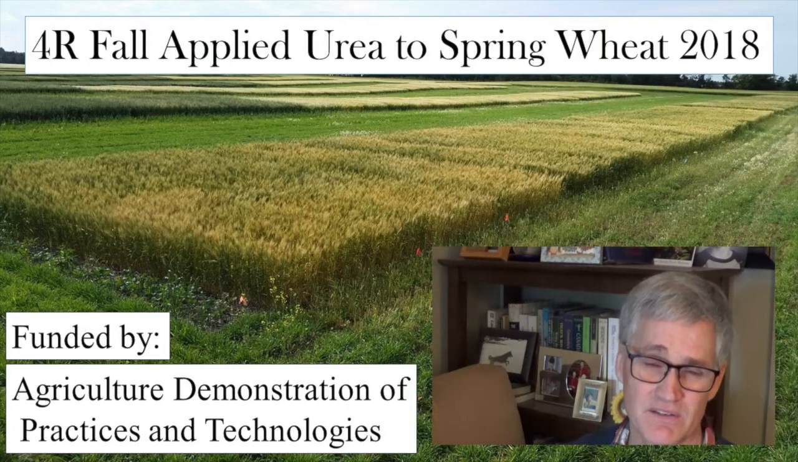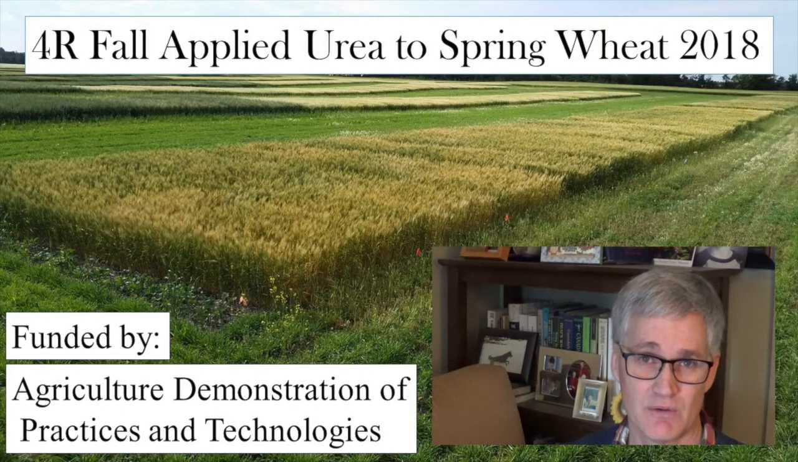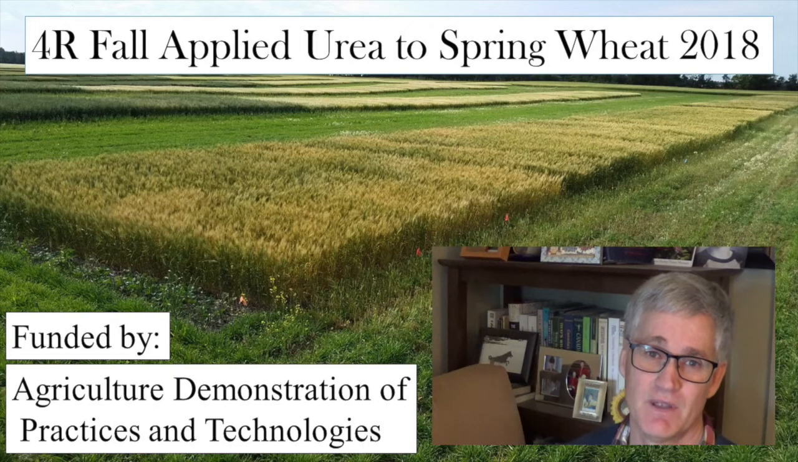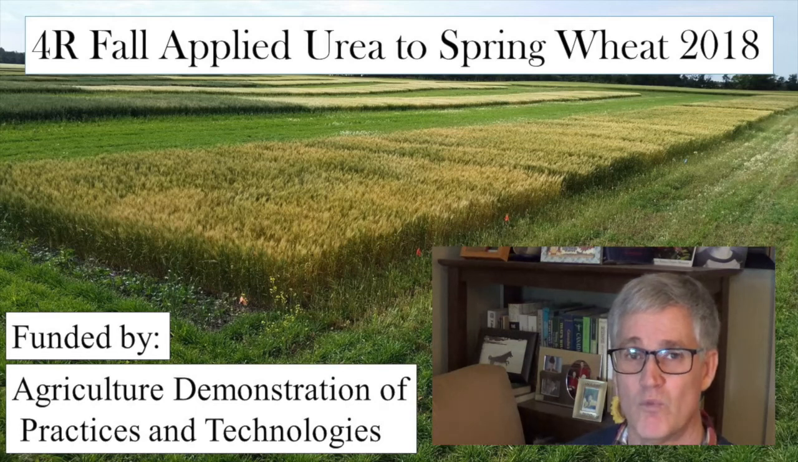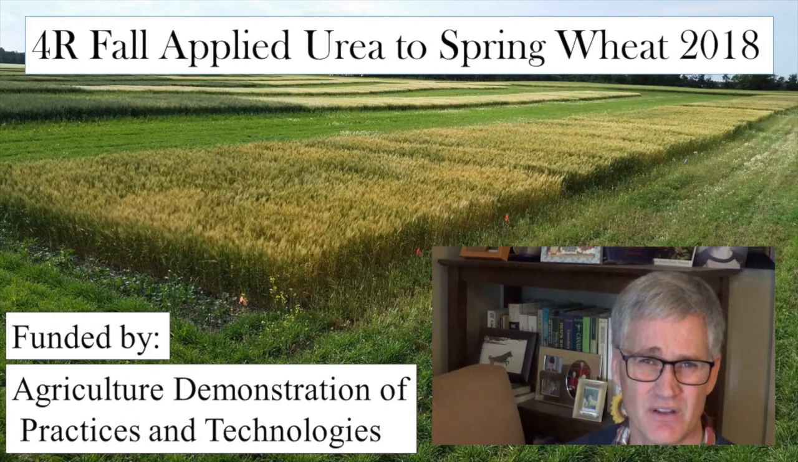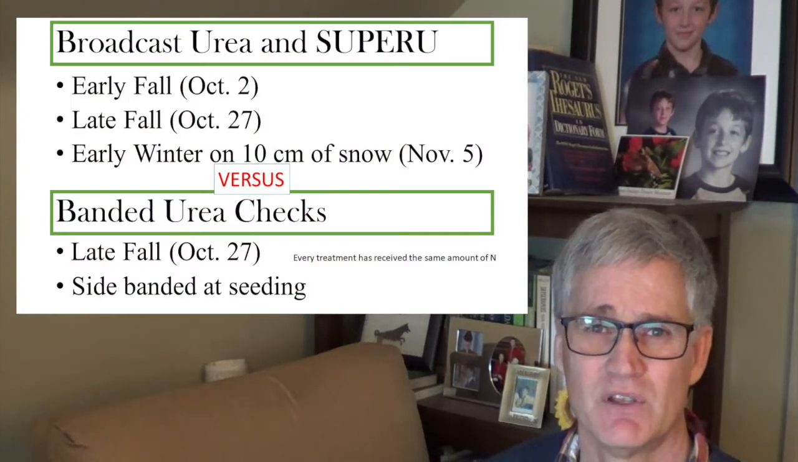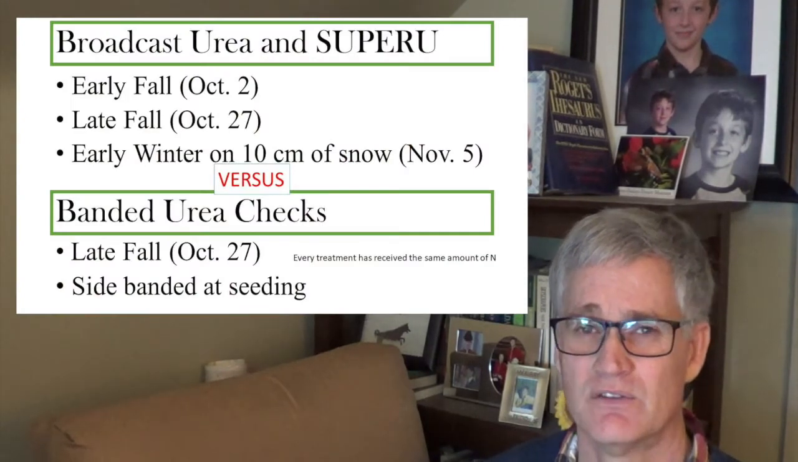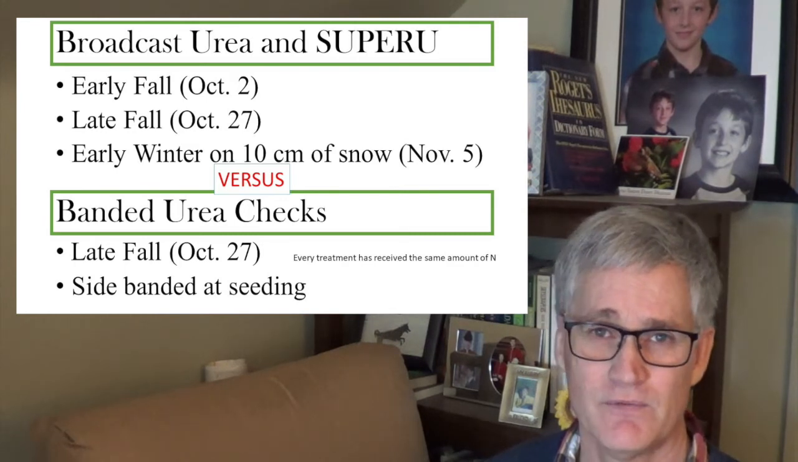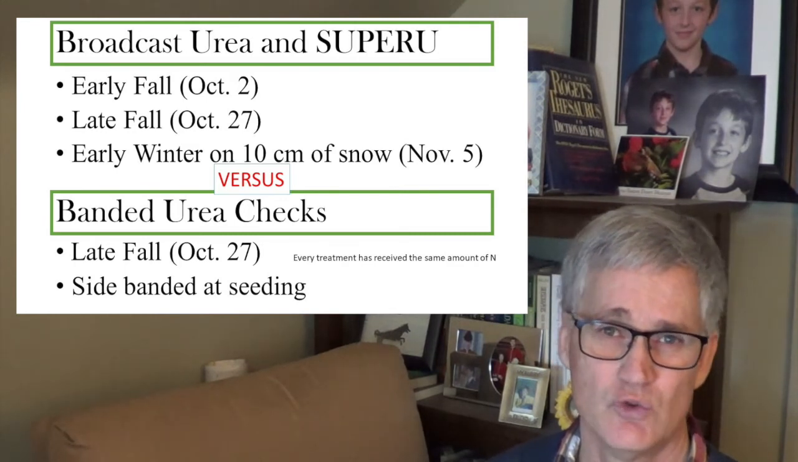Okay, so let's now talk about what I was supposed to talk about at this event. This trial came about from our producers sitting around at the ECRF board wondering about all this nitrogen fertilizer that's being broadcasted on snow. Is that a good thing? After all, they've banned it in Manitoba, haven't they? So what we looked at was different timings of fall application of urea and Super U. We looked at early fall, which was October 2nd, which is too early.